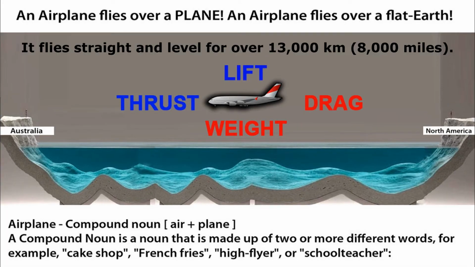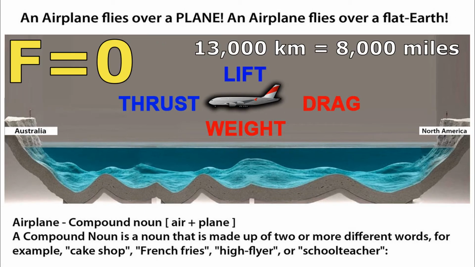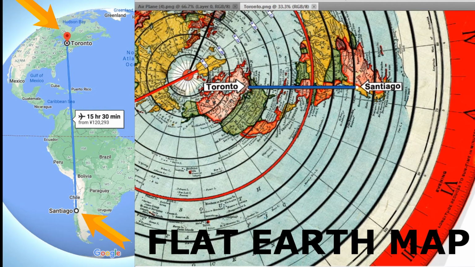So we just saw there the mechanics of the airplane, how it was designed to overcome the so-called gravity, or the weight of the plane. The plane flies straight and level over a flat surface. There is no need for adjustment for any curvature, because there is no curvature to be adjusted for. An airplane flies straight and level over a flat, non-rotating Earth. That's not difficult to understand, and as he says, the airplane can fly over 13,000 kilometers or 8,000 miles without stopping. Now let's look at a few examples on the globe and on the flat Earth map.